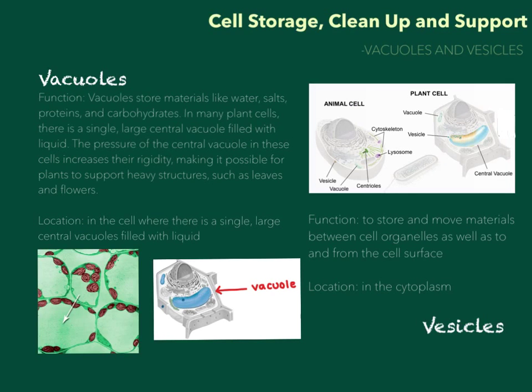Cell storage, cleanup, and support. Vacuoles and vesicles. Vacuoles. The function of vacuoles is to store materials like water, salts, proteins, and carbohydrates. In many plant cells, there is a single large central vacuole filled with liquid. The pressure of the central vacuole in these cells increases their rigidity, making it possible for plants to support heavy structures such as leaves and flowers.